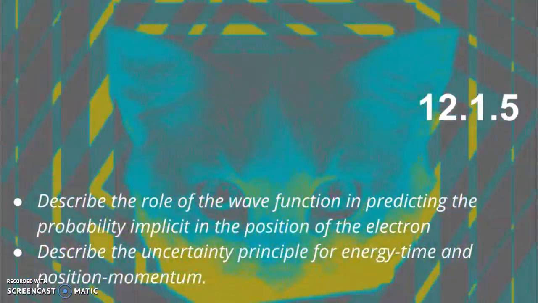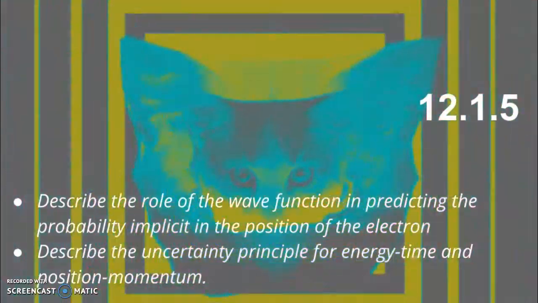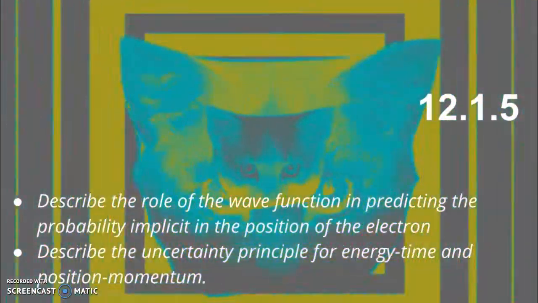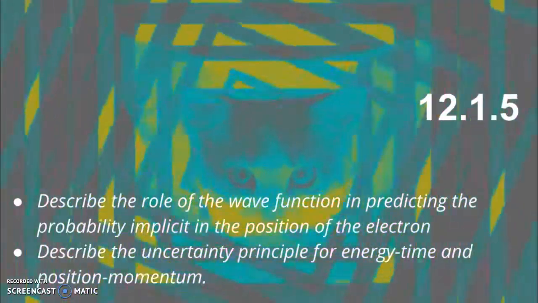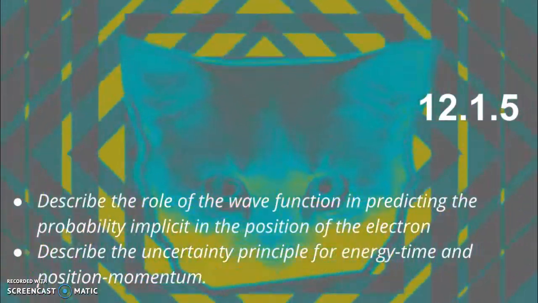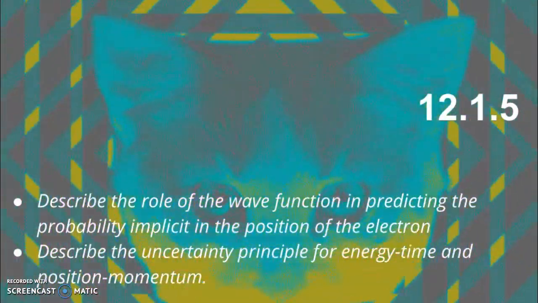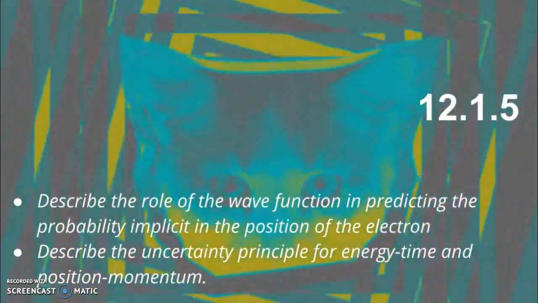Right, in today's lesson, we are going to describe the role of the wave function in predicting probability implicit in the position of an electron in a wave. That probably doesn't make much sense right now, but hopefully it will by the end of this lesson. We will also be describing the uncertainty principle for energy, time, and position momentum.